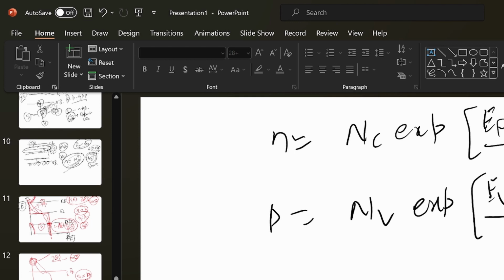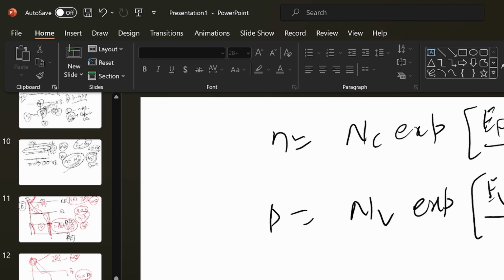So for an intrinsic semiconductor, n is equal to p, equal to ni, we can say. So from here there are two things we can calculate. We can calculate the Fermi energy level. Where will be the Fermi energy level?